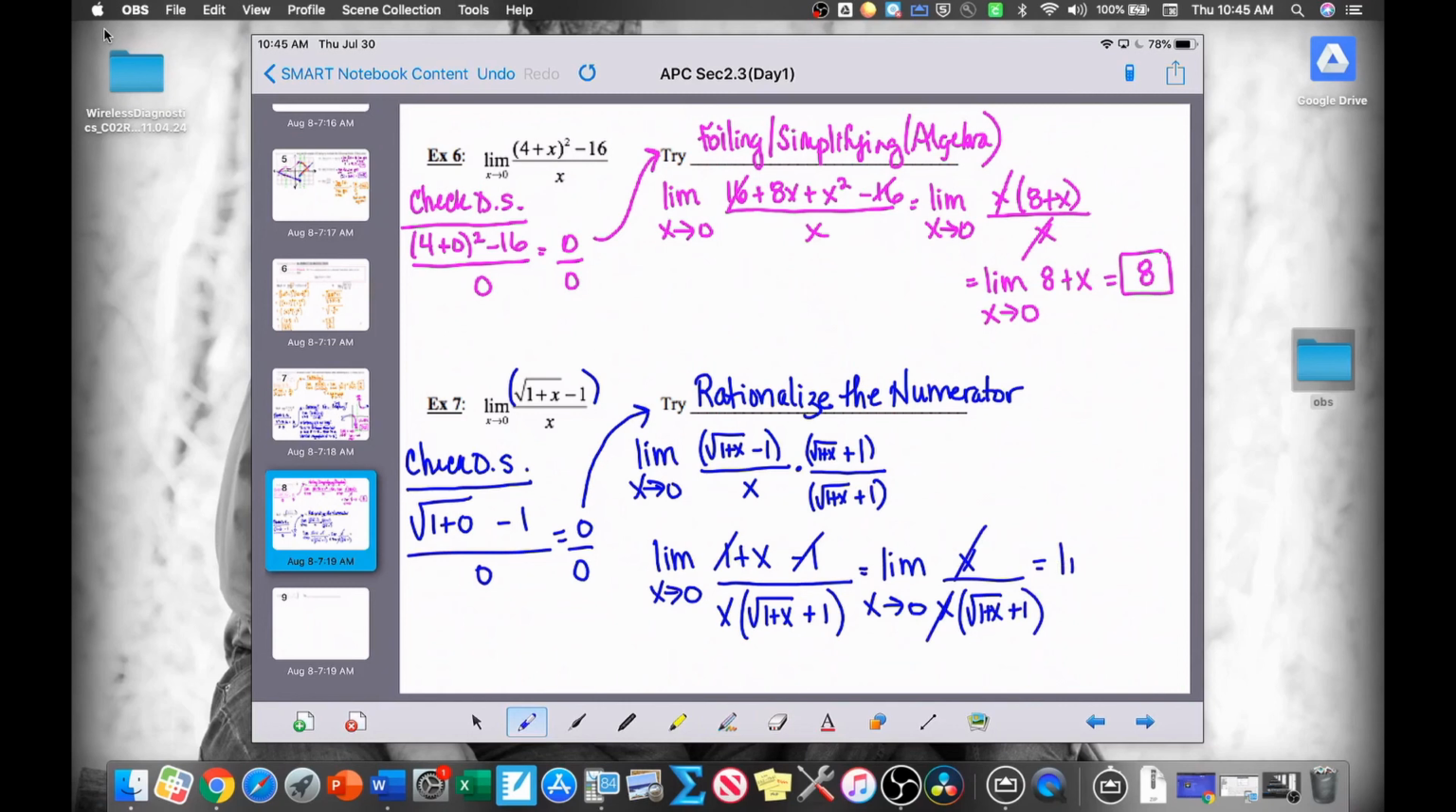So I am just left with the limit as x approaches 0 of 1 over the square root of 1 plus x plus 1. And now when I plug in 0 and evaluate the limit, I get 1 on top over, under the radical, 1 plus 0 is 1, and the square root of 1 is 1. So I get 1 plus 1, which gives me an answer of 1/2. So the answer for example 7, the limit as x approaches 0 is positive 1/2.